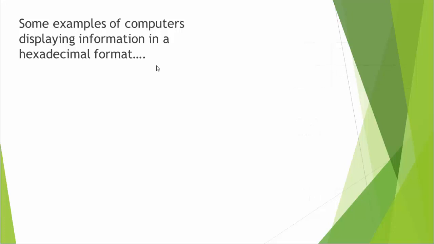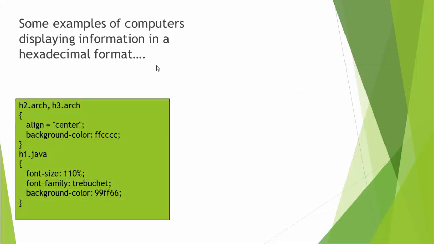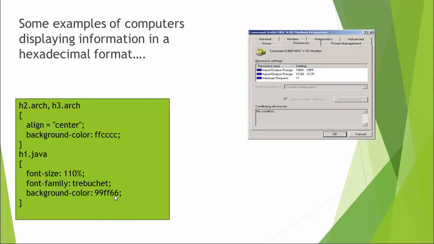Now, you've probably already seen computers displaying hexadecimal numbers where it's needed. So in this case, we have a background color of 99FF66. And you'll see lots of these examples of hexadecimal displays if you start watching for them.